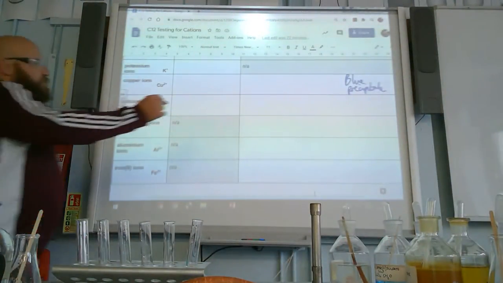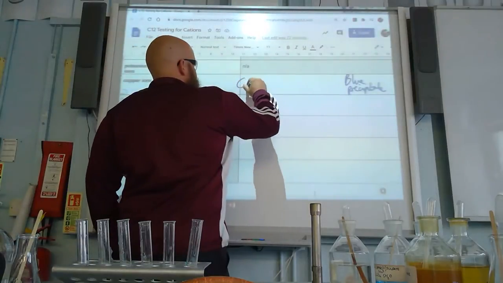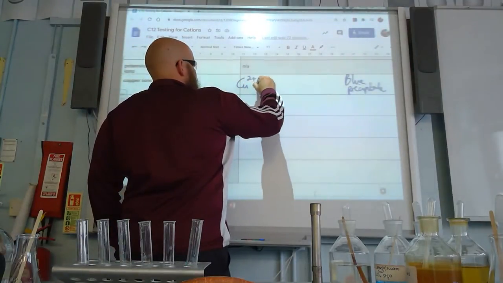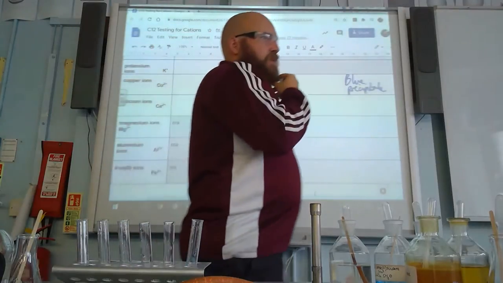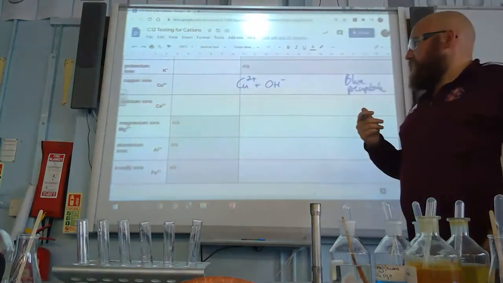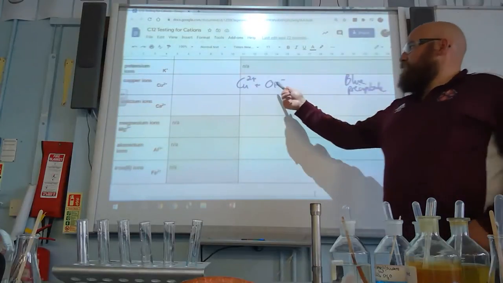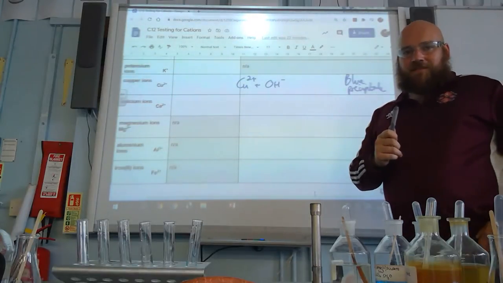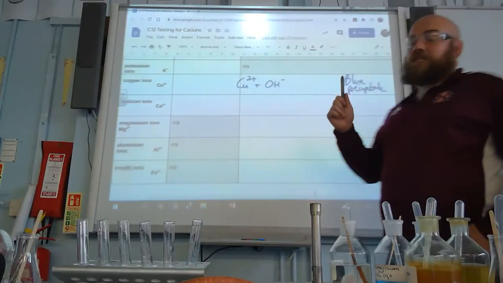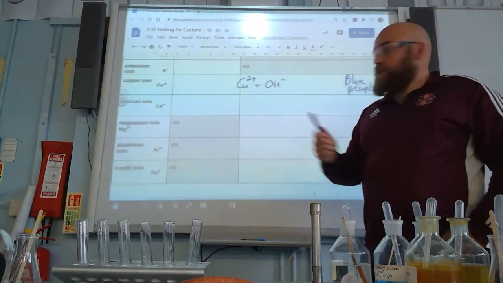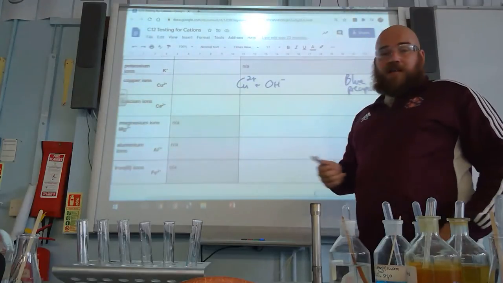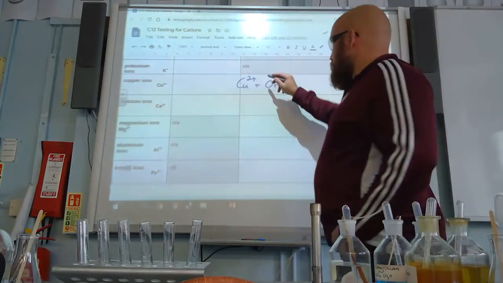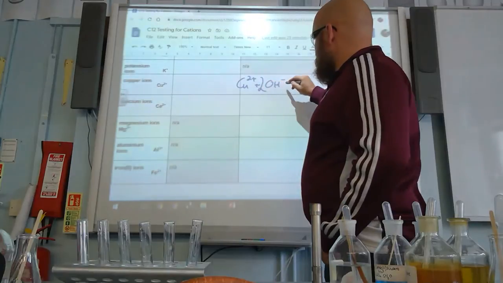I started with some copper two plus ions, and I added some OH minus. Now, this is quite an easy equation to get your head around, because the number of OH minuses you need is the same as the charge on the positive ion. So if it's copper 2 plus, how many OH minuses will I need to form the compound? At the end, I'll need two of them.